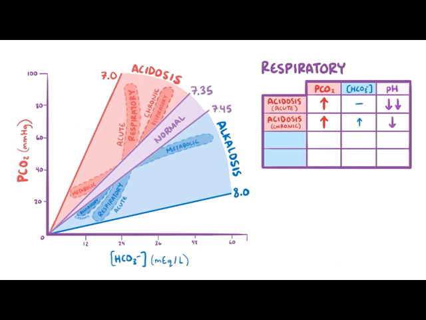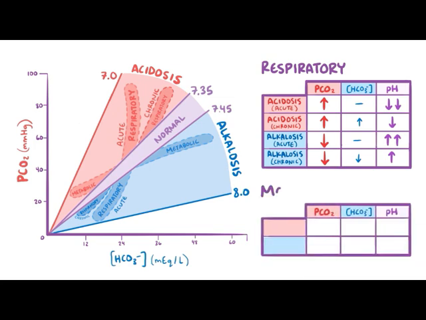Similarly, respiratory alkalosis in the acute phase is characterized by low partial pressure of carbon dioxide and a very high pH. In the chronic phase, as a result of renal compensation, bicarbonate concentration gets low as well. So again, the pH is still high, but it's not as high as it was before.